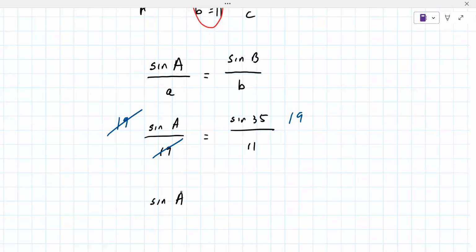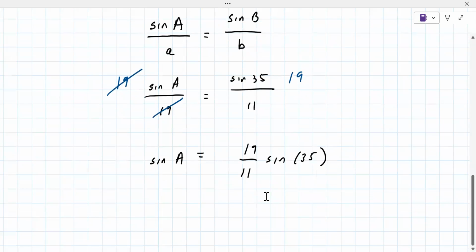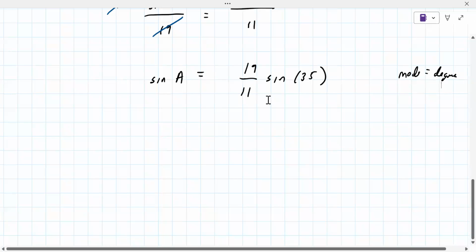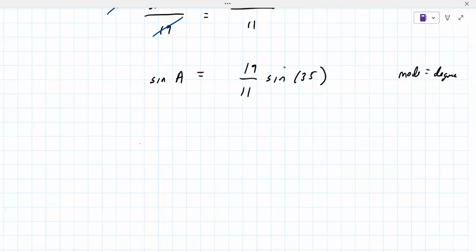So now you have sine big A equals 19 over 11 sine 35. Now I'm just rewriting this to make it nicer to look at. Is that okay? All right. So now this is a number over here on the right. So you can go to your calculator, whatever you've got, and you could calculate this. Make sure your mode is in degrees. But that's not the answer. It's almost the answer. You have to undo the sine here. So you can either get a number here, or you can take the sine inverse of both sides.